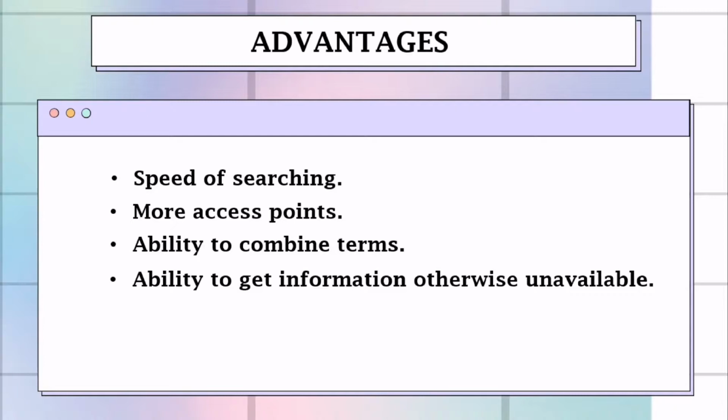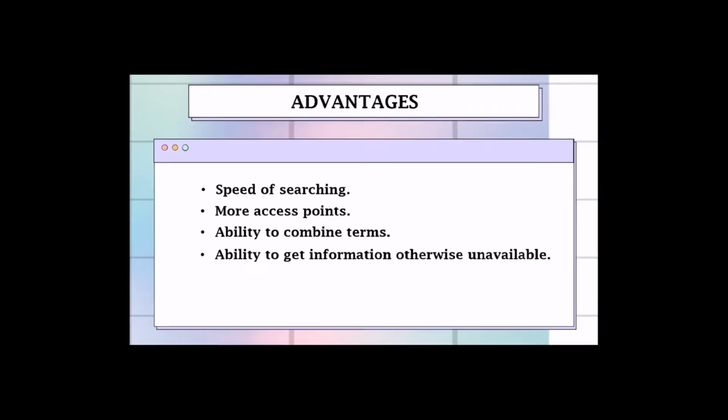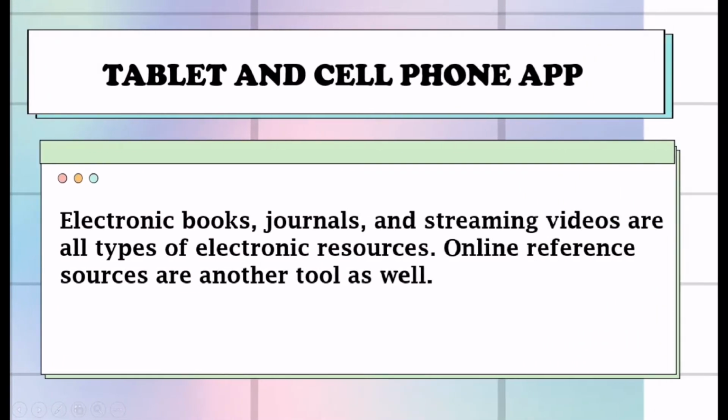Next is ability of combining terms. So pare-parehas lang yung term niya dito. Kung yung idea mo dun sa Google ay hindi pa sapat, pwede ka pang maghanap dun sa Wikipedia na nandun lahat yung mula references hanggang sino yung nagsulat. Next is ability to get information otherwise available. Same lang din yan. Google, lipat-lipat lang. Google, YouTube, yan. Next is tablet and cellphone app.